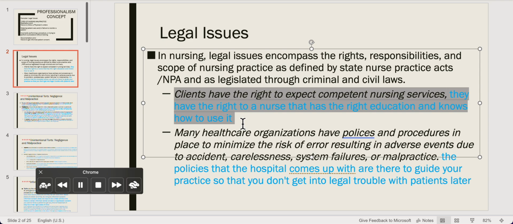Clients have the right to expect competent nursing services. They have the right to a nurse that has the right education and knows how to use it.